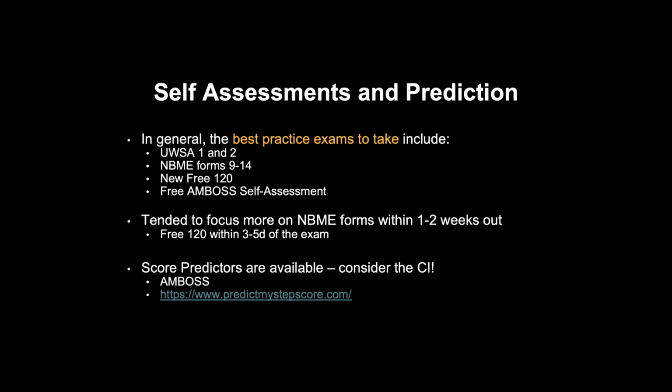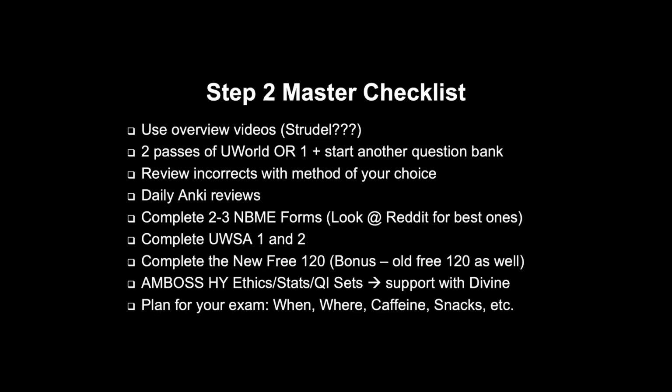Free 120 is the closest thing to the Step 2 ever. It's put out officially by the USMLE. It's the closest thing you'll get to the official Step 2 exam. And I think I got like an 81 or 82% on that. So I was predicted, I think, to get a 268 or 269, and I got a 271. Yeah, I'd have to look and see what my scores were. But yeah, the score predictors are not bad, and Free 120 is definitely what you should take last. Yeah, absolutely. Totally agree.